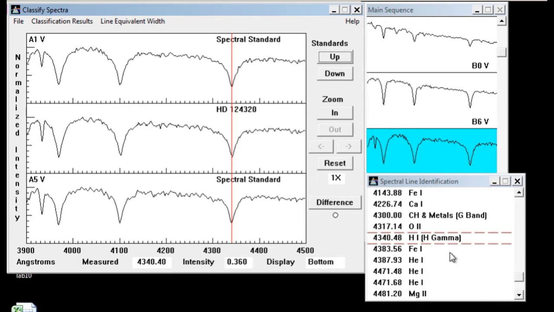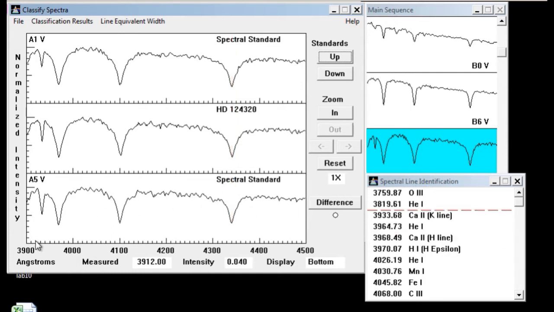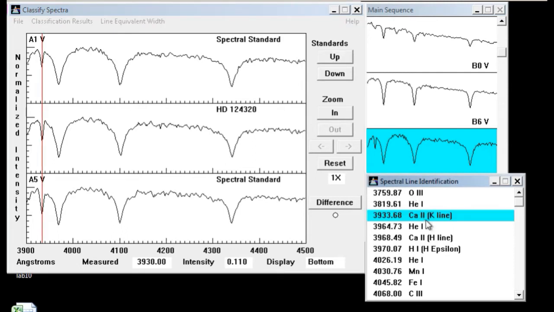All right, the next step is to identify the line that occurs at 3,933 angstroms. So there's two ways to do this. We could go here and click around until we're at about 3933, which I believe is this peak here. Or we could go directly to our list. That is the calcium 2 line or the K line. So top of page 11, that is what you are looking for there.